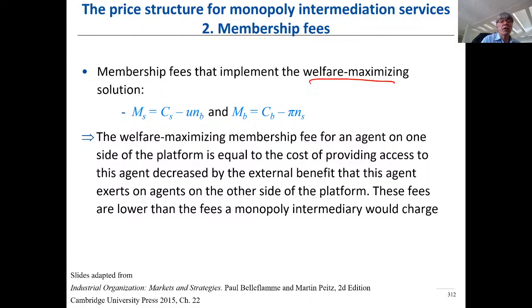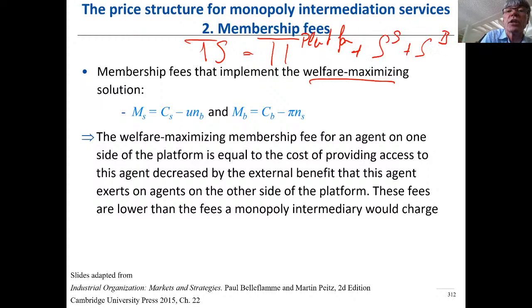Social optimum, which here just means maximizing total surplus, and total surplus being profit of the platform plus surplus of sellers plus surplus of buyers. Okay, if we do that, as always, we come up with price equal marginal cost, and of course the social planner takes into account this externality.